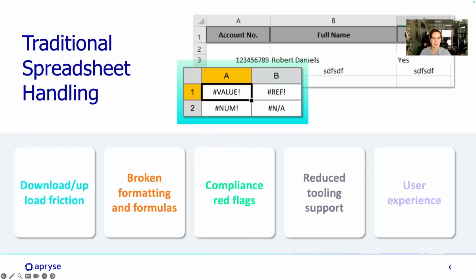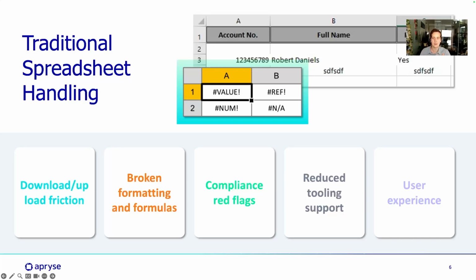So let's jump into some of those traditional spreadsheet handling pain points. Spreadsheet software has actually been around for a very long time. In fact, the first electronic spreadsheet program was VisiCalc, and that came out in 1979, which is almost 50 years ago. That's a long time. And Microsoft Excel came out back in 1985. And throughout the life cycle of this technology, we still see a lot of pain points that really haven't gone away over the course of its lifespan.